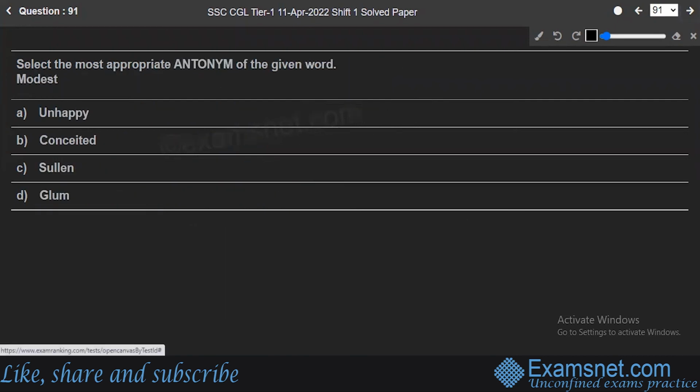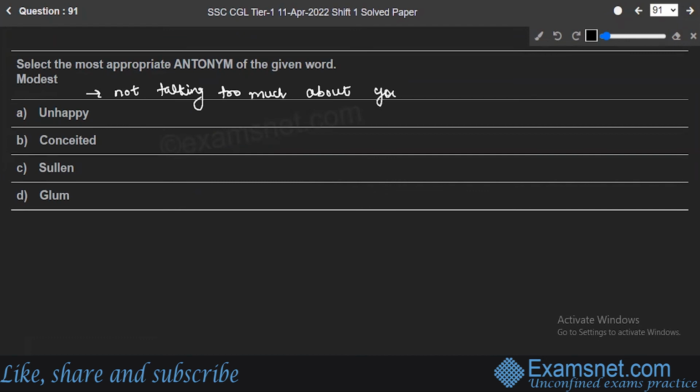Question number 91. You have to choose the antonym for the word modest, and the options are unhappy, conceited, sullen, or glum. See the meaning of modest. It means not talking too much about your own abilities.